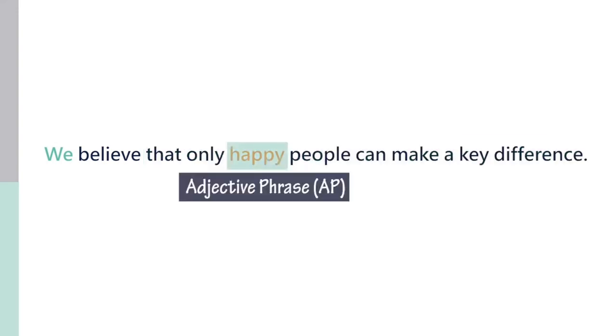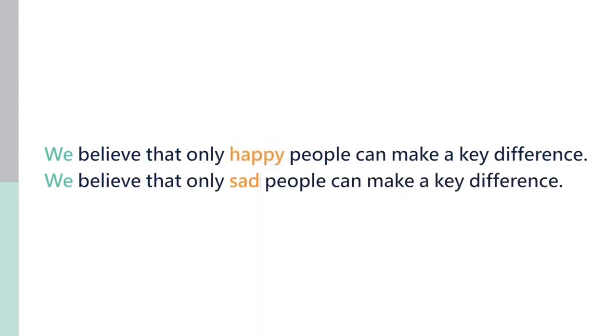Happy is an adjective phrase. It can be replaced by other adjective phrases. You might say, why is it not an adjective and it's an adjective phrase? It's an adjective phrase that only consists of an adjective.